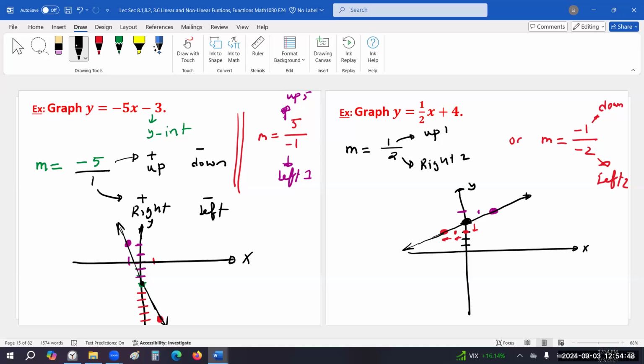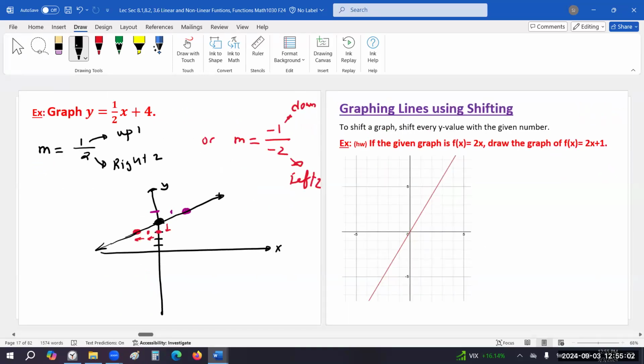Okay. So for lines, we learned 3 methods. Old school method, which we are not going to use in this class, like plotting points. The second method is x and y-intercept. And this is our third method, y-intercept and slope. So 3 ways you can draw your graph. There is one more method, it's called using transformation. So you're going to learn transformation in details in section 8.2.